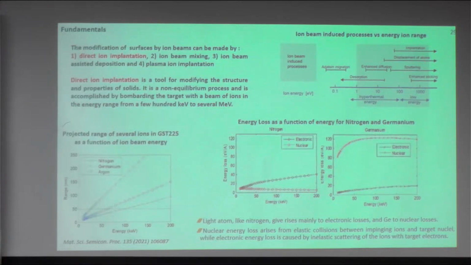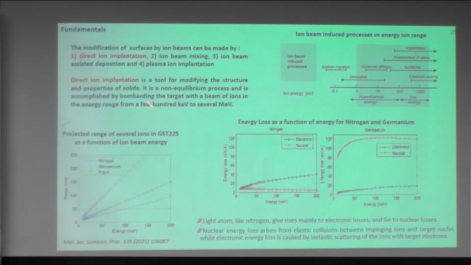The modification of surfaces and solids by ion beams can be made by direct ion implantation, by ion beam mixing, ion beam assisted deposition, and plasma ion implantation. I will not consider all of them. My focus today is on direct ion implantation. What is it? This is a tool for modifying the structure and properties of solids.